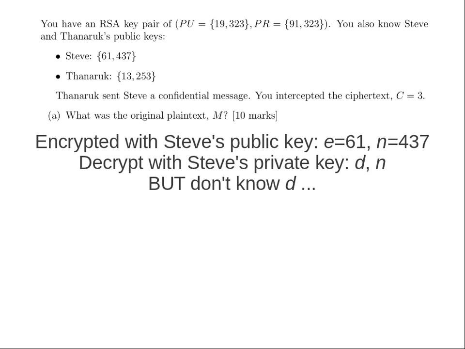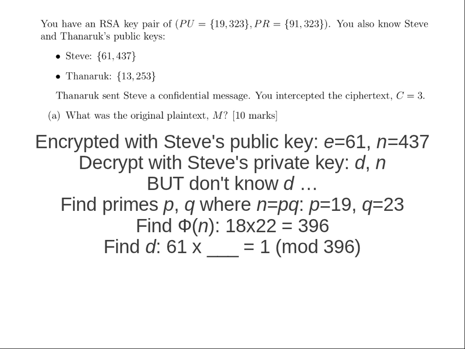Basically, you needed to realize first which key was used to encrypt. Thammasat sent to Steve a confidential message, therefore it was encrypted with Steve's public key, therefore as the attacker you need to decrypt with Steve's private key. But you don't know his private key, in particular you don't know D. You know N, but not D, so you need to find D.